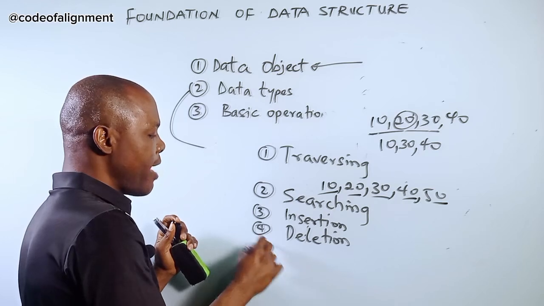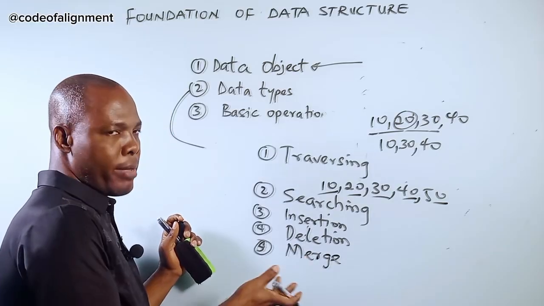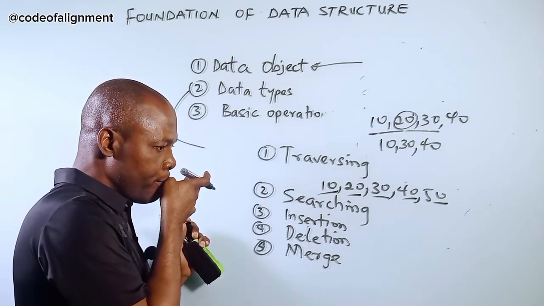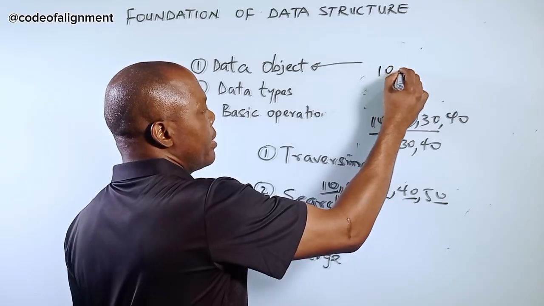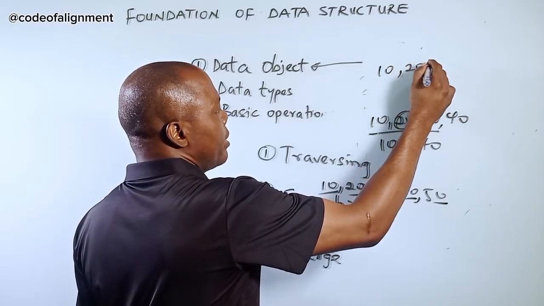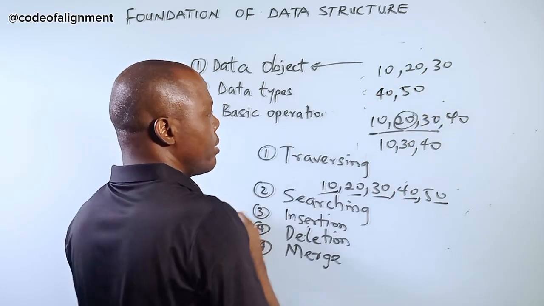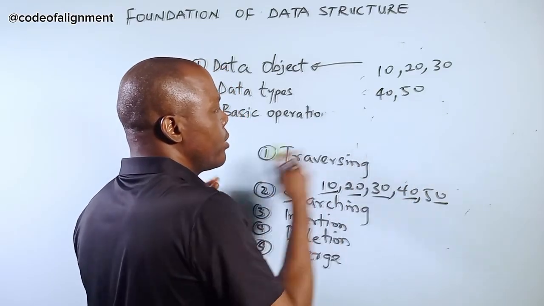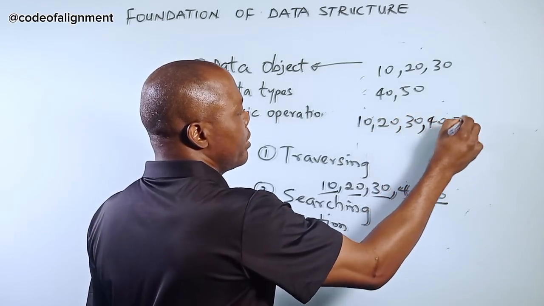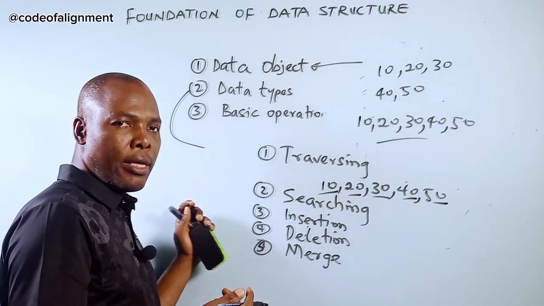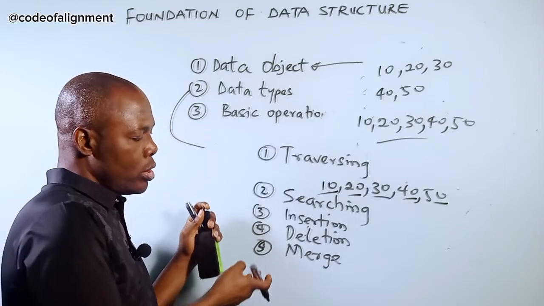And then the fifth, we have merge, right? To merge. So you're having different data. You have the first one, say 10, 20, 30. So this is one data set. Then another one, you have 40, 50. So you are going to merge them. After merging, you're going to have 10, 20, 30, 40, 50. That is it. So that is merging, combining different data sets. You're also going to see the algorithm that will be used to do that.